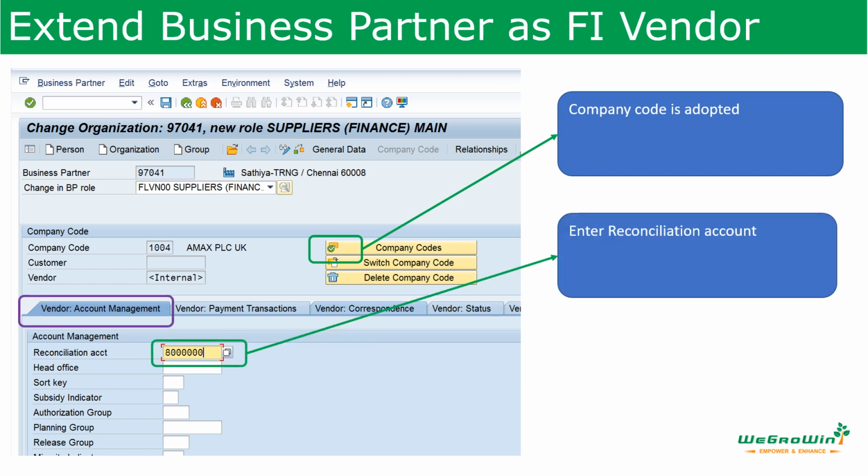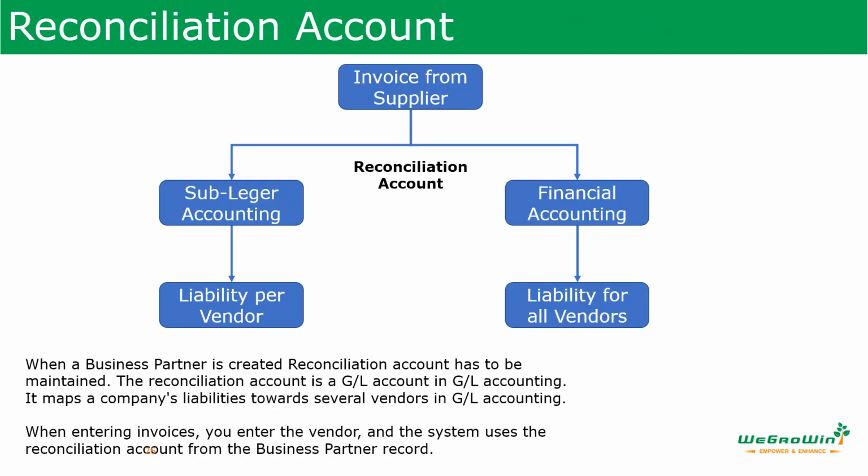Then we need to maintain the reconciliation account field for the vendor, which is mandatory. When a business partner is created, the reconciliation account must be maintained. The reconciliation account is a general ledger account in general ledger accounting. It maps a company's liabilities towards vendors in GL accounting. Also, when we are entering the invoices, you enter the vendor and the system uses the reconciliation account from the business partner record. That is how the link is created.